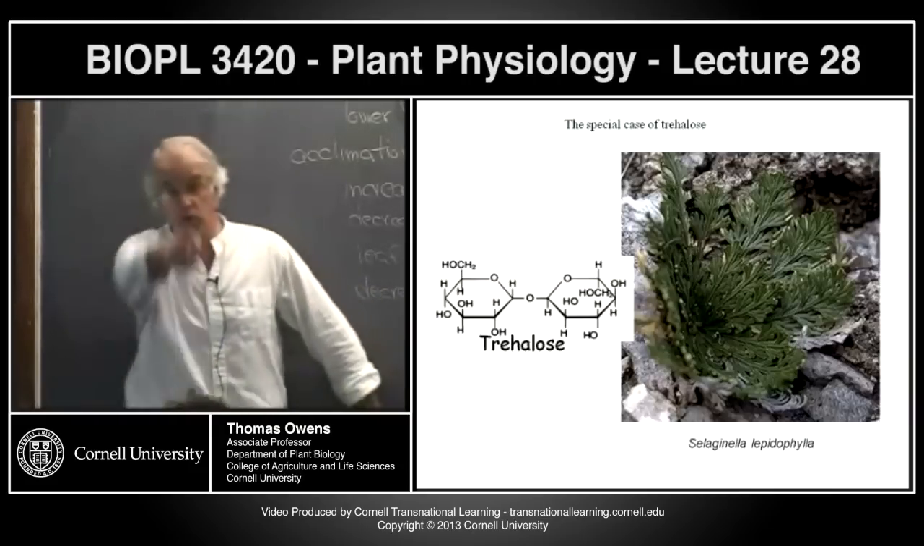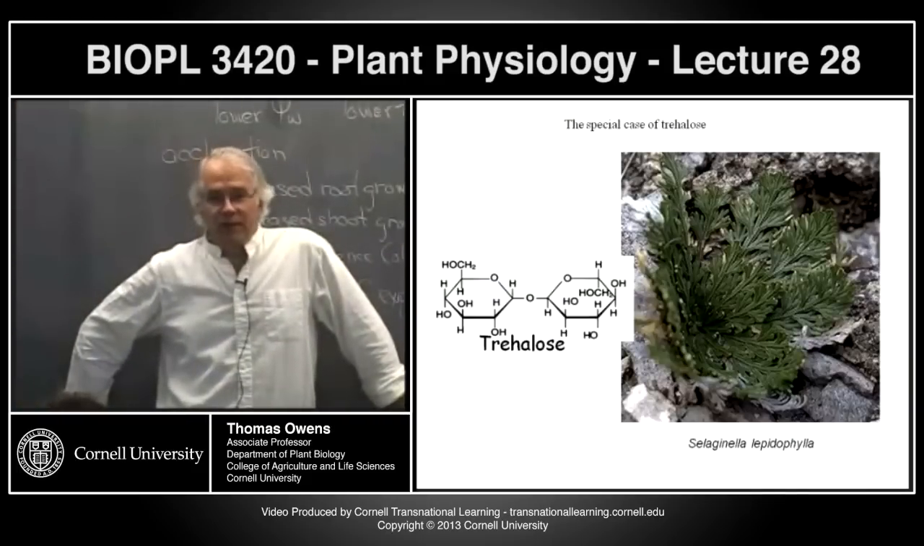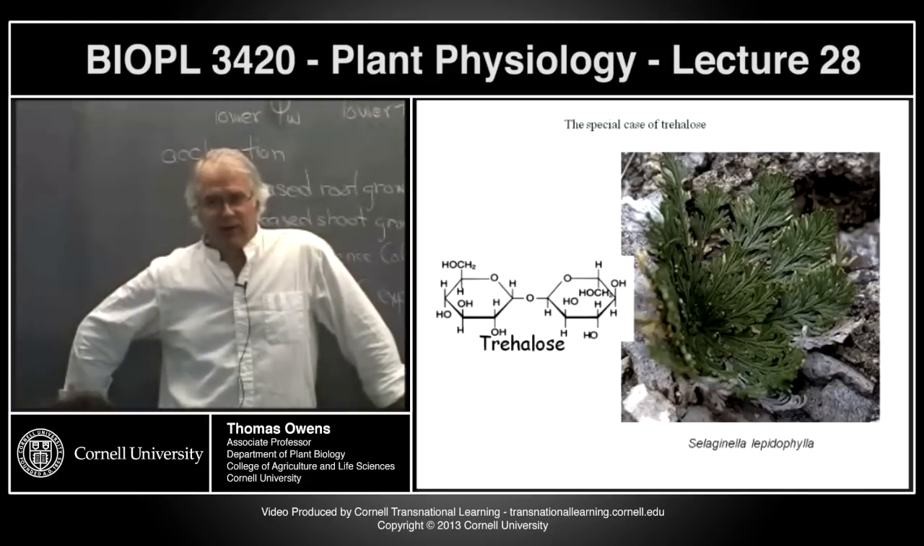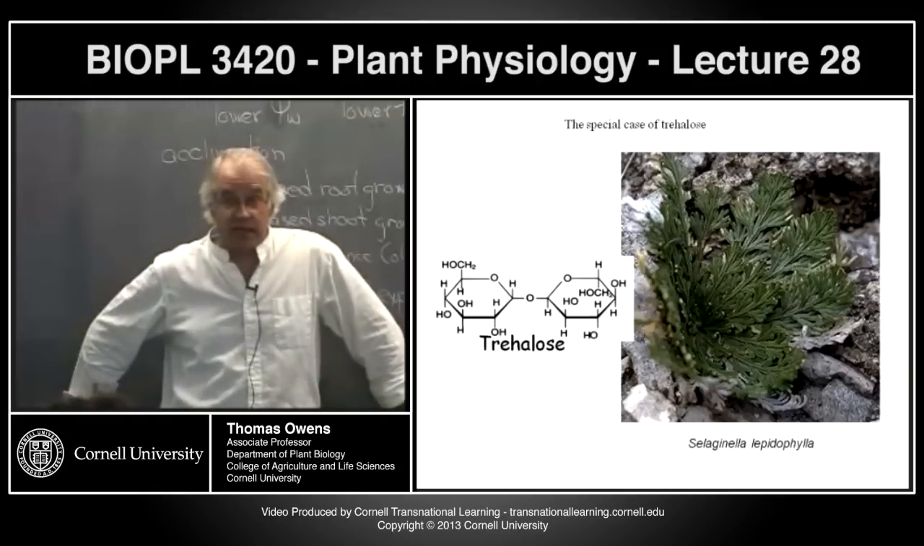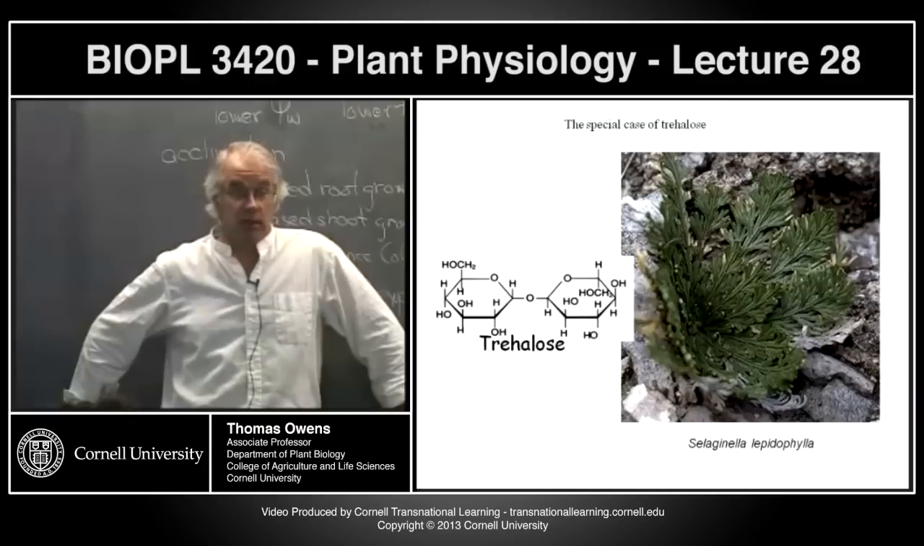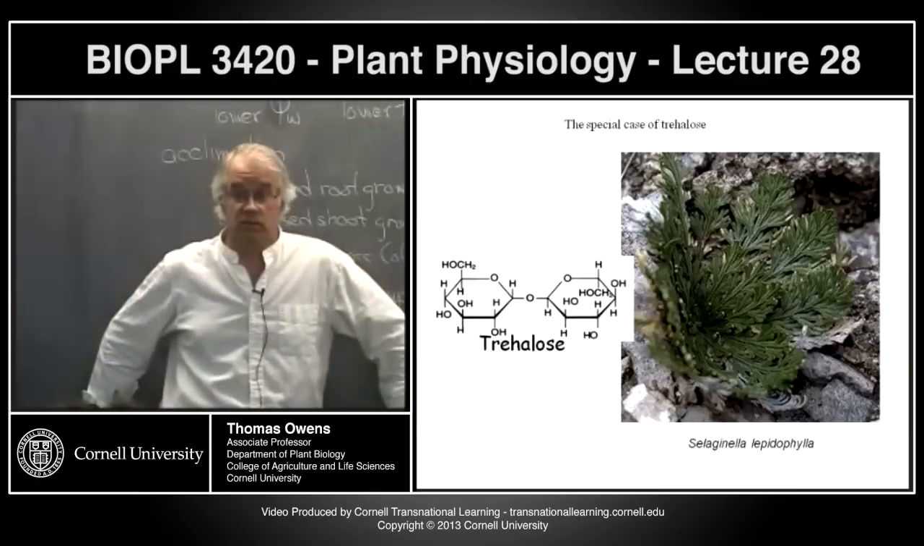Now, do we have trehalose? Yes, we do have trehalose, although we're not really adapted to drying down. Right? We don't do too well when you dry us down. But there are lots of insects, for example. There are some animals, frogs and fish that get trapped in ponds that dry up completely in the summertime. They produce a ton of trehalose.